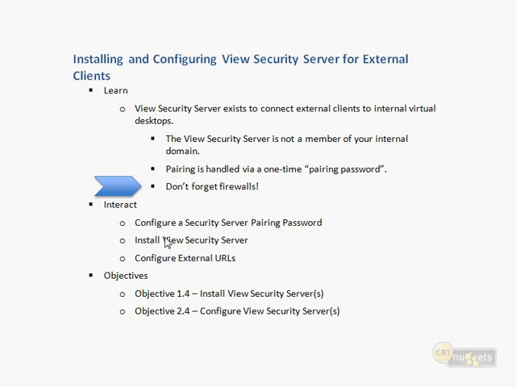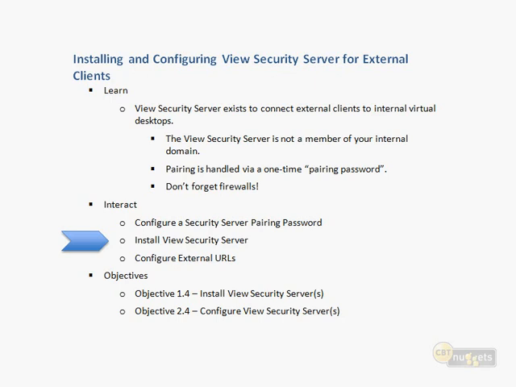Down under the interaction portion, we're going to spend not very long just talking about how you configure that pairing password. It's remarkably simple. How do you install View Security Server? It is almost the same as installing a regular connection server. And then how do you set up the external URLs, which in many ways may be one of the more challenging bits here because those external URLs can require working with your provider, whoever's providing your external resolution, if that's not you.